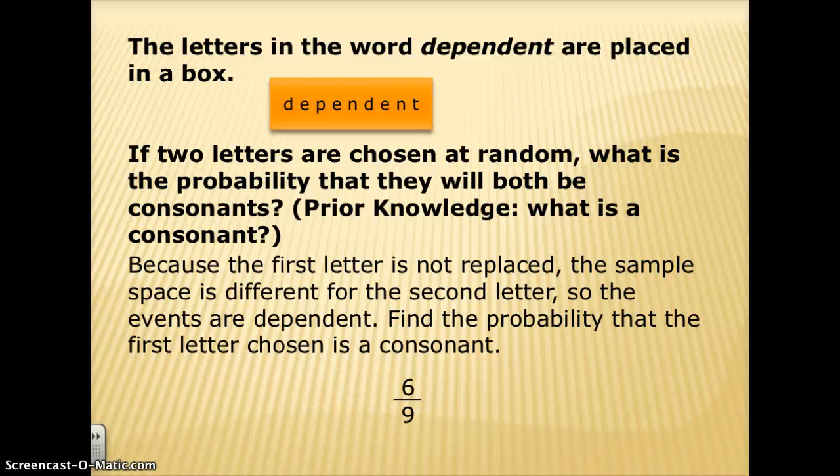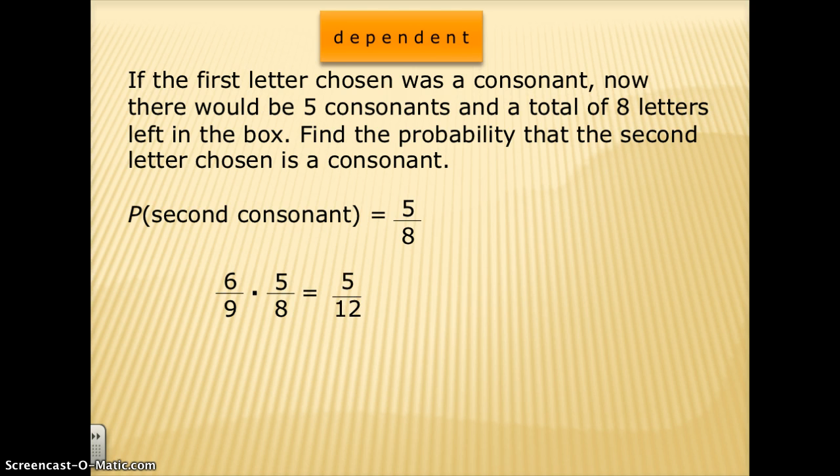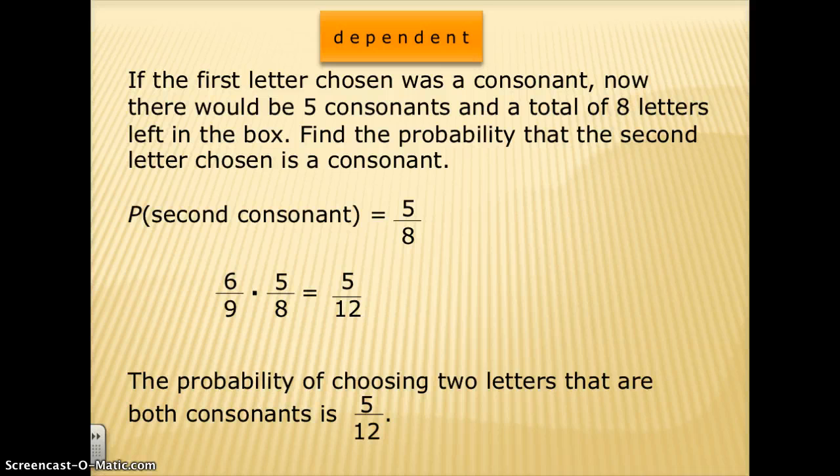Find the probability that the first letter chosen is a consonant. So the probability of the first consonant would be D, P, N, D, N, and T. That's 6 out of the 9 letters. If that happened, now there would be 5 consonants and 8 letters left in the box. Doesn't matter which one we took, it just matters how many. So the probability the second letter was a consonant is 5 out of 8. So we went from 6 out of 9 to 5 out of 8, we multiply them together and get a total of 5/12 when reduced. So the probability of choosing 2 letters that are both consonants is 5/12.